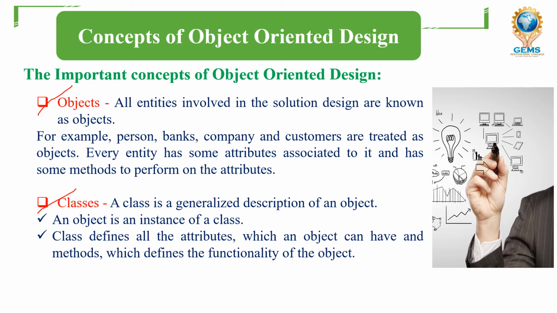A class is a generalized description of an object. So a class is a description of an object. An object is an instance of a class. So what is an object? It's an instance of a class. Class defines all the attributes of the entities which an object can have, and methods which define the functionality of the object. So class defines all the attributes which an object can have, and class also defines the methods which define the functionality of the object.